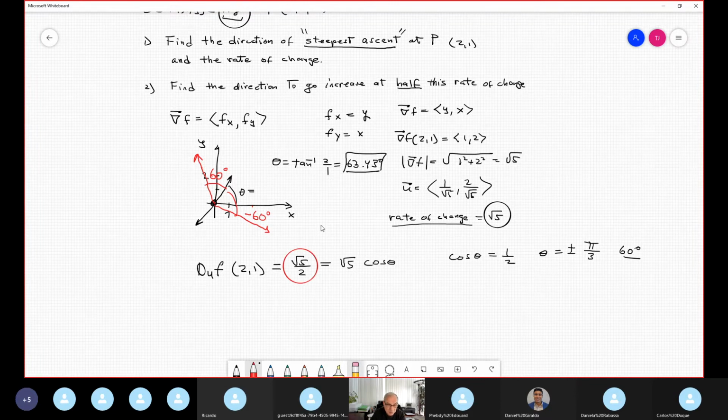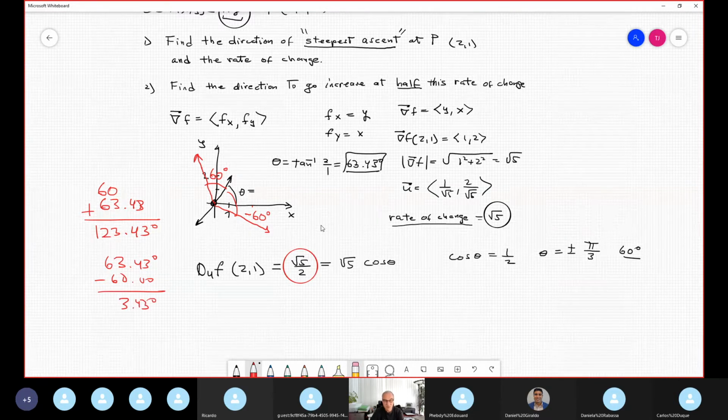So we can express the angle like 60 and 63.43. This is 123 degrees in this direction, or subtracting 63.43 minus 60, this is plus, this is minus, 3. Okay, it's super easy, super elementary, super straightforward. Any questions, guys?